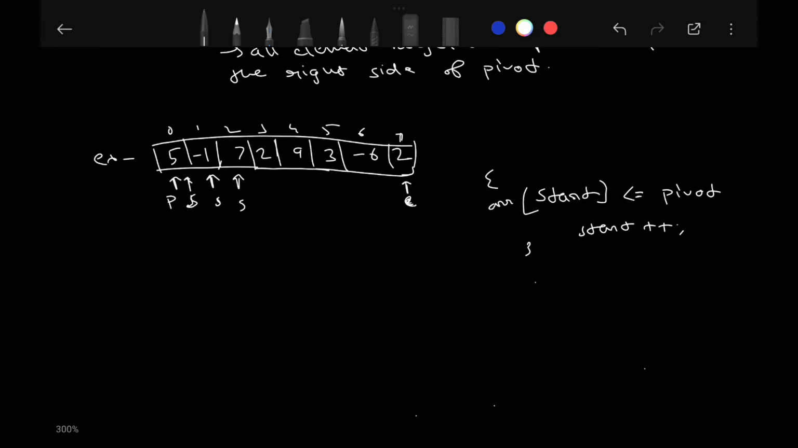What to check? If ARR at end index is greater than pivot, do what? End minus minus. Decrement our end by 1 index and also do it in a loop. Now our end is pointing at 2, so is 2 greater than 5? No, then stop there. And do what? Swap their position.